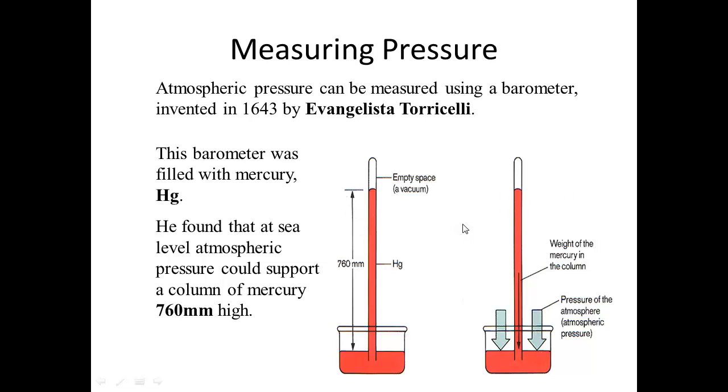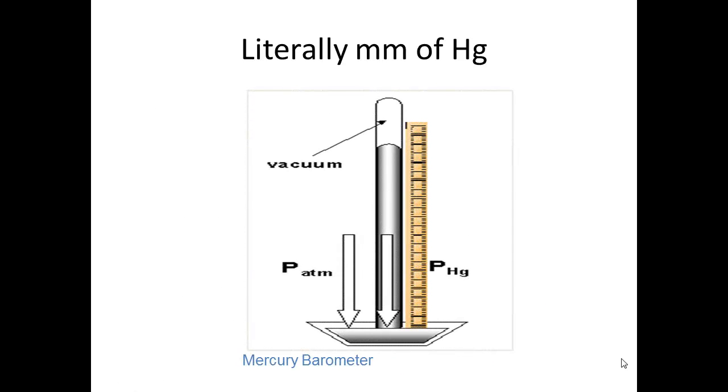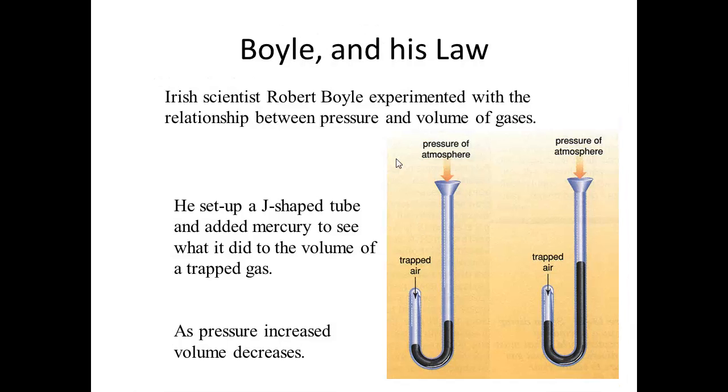If you take a look back at Mr. Costa, I think he's going to show you a column of mercury. So let's see. This was atmospheric pressure, the mercury barometer. That's it for today, guys. Next class, we're going to talk about the Irish scientist Boyle, Bob Boyle.